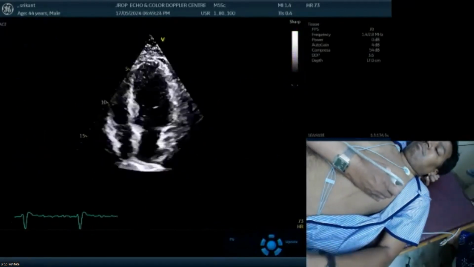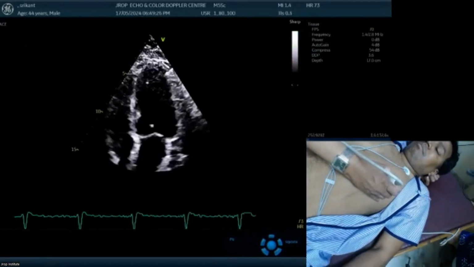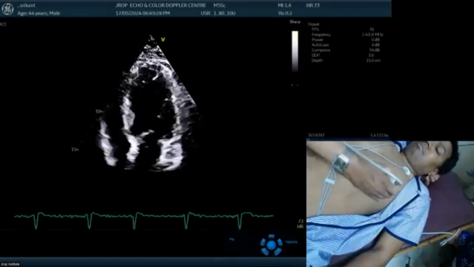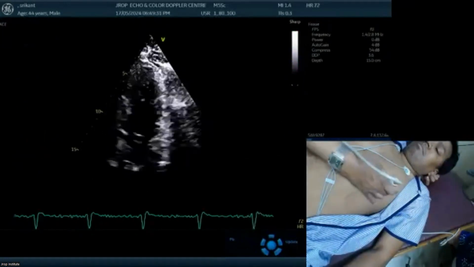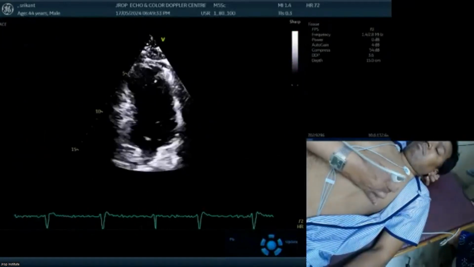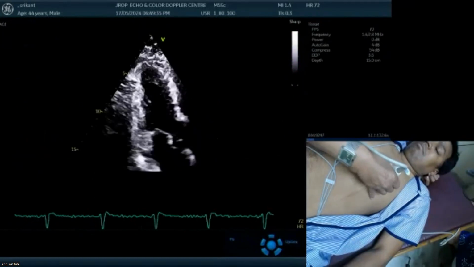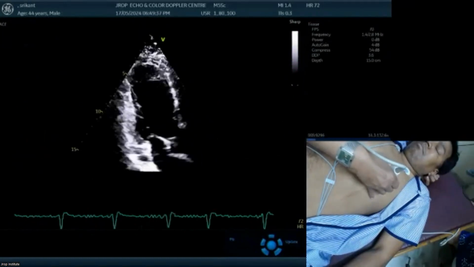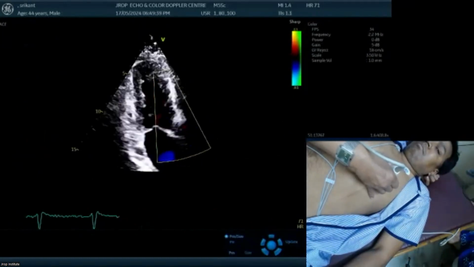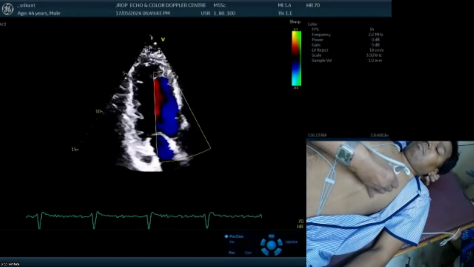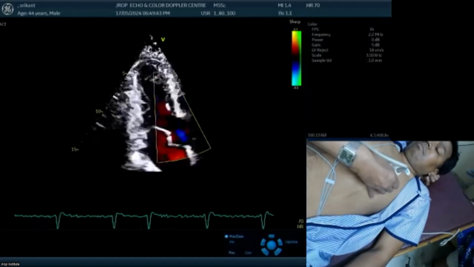So this is 4-chamber view. Rotate counterclockwise, it will become 2-chamber view. Rotate further counterclockwise, it will become 3-chamber view. So if you have to take a flow velocity across aortic valve, you can take either in 5-chamber view or 3-chamber view, whichever is comfortable.